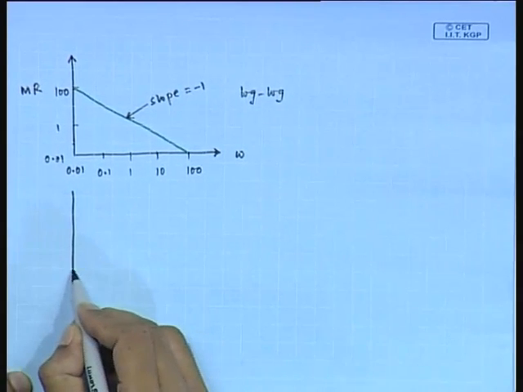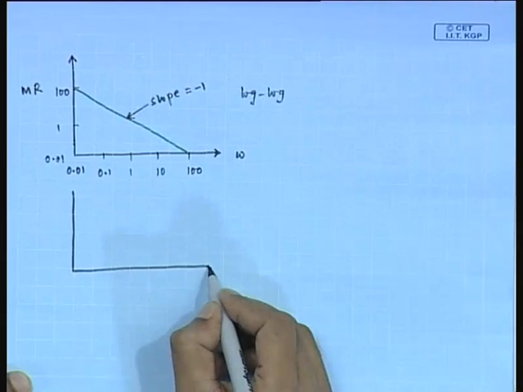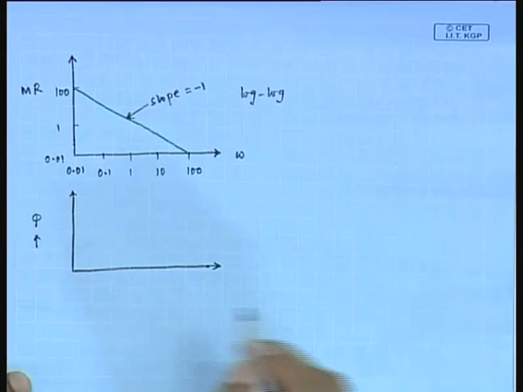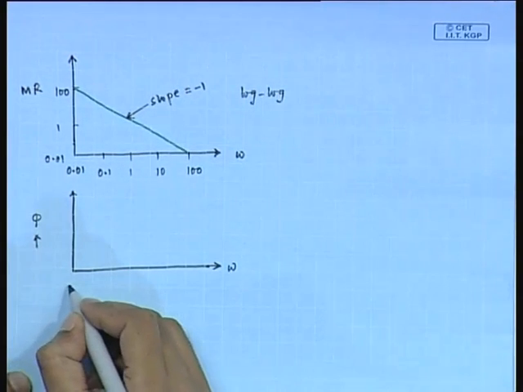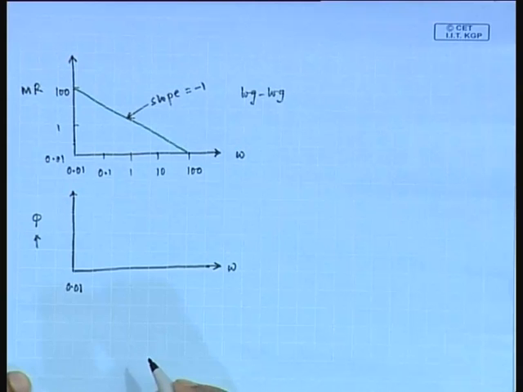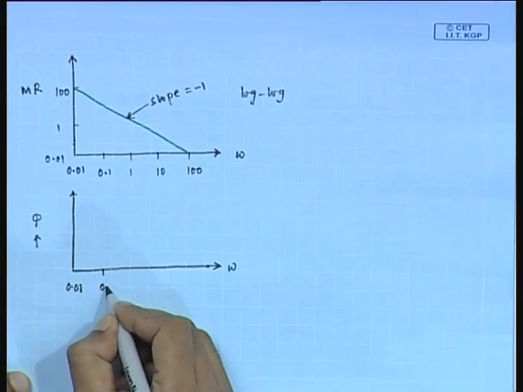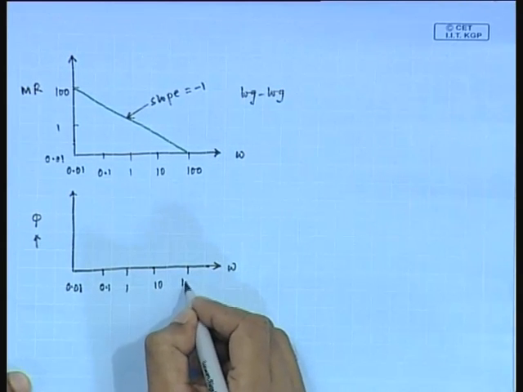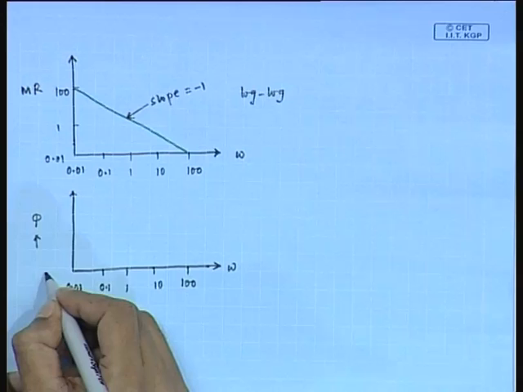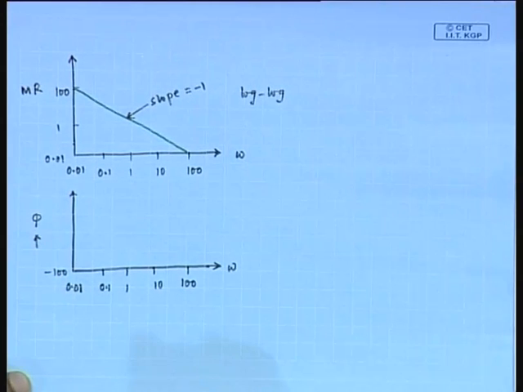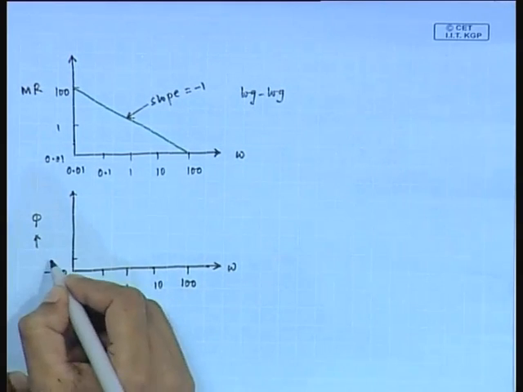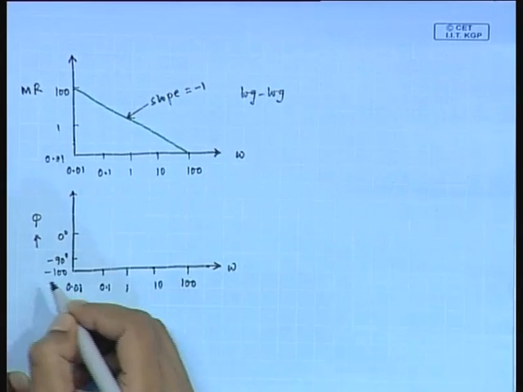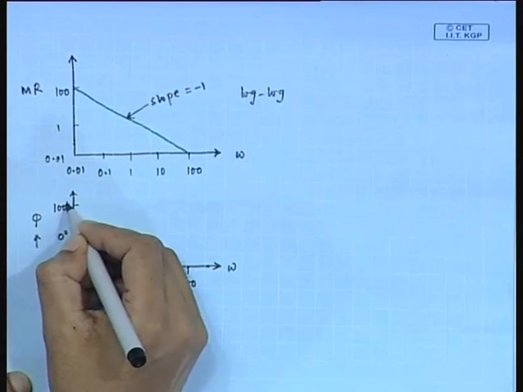In the next plot, we consider phi and omega. Starting value is minus 100 degree, another value we are taking is minus 90, 0 degree, then suppose this is 100 degree.